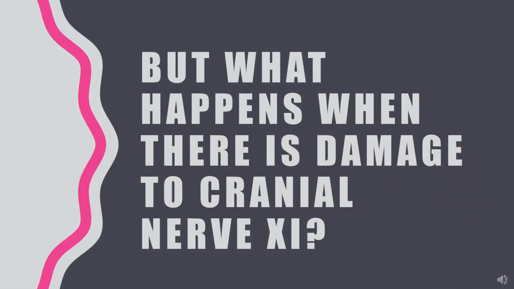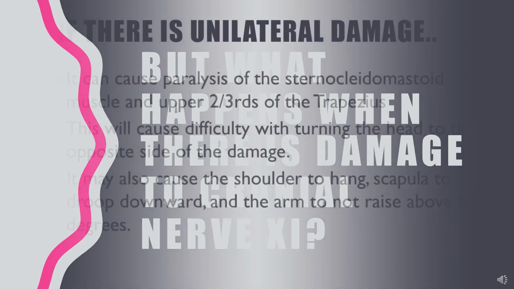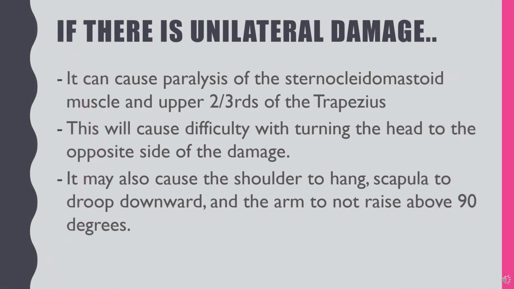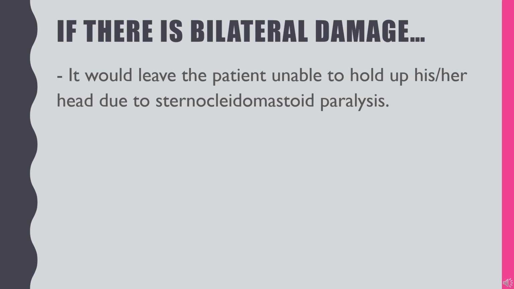But what happens when there is damage to the cranial nerve 11? If there is unilateral damage, it can cause paralysis of the sternocleidomastoid muscle and upper two-thirds of the trapezius. This will cause difficulty with turning the head to the opposite side of the damage. It may also cause the shoulder to hang, scapula to droop downward, and the arm to not raise above 90 degrees. If there is bilateral damage, it would leave the patient unable to hold up his or her head due to sternocleidomastoid paralysis.